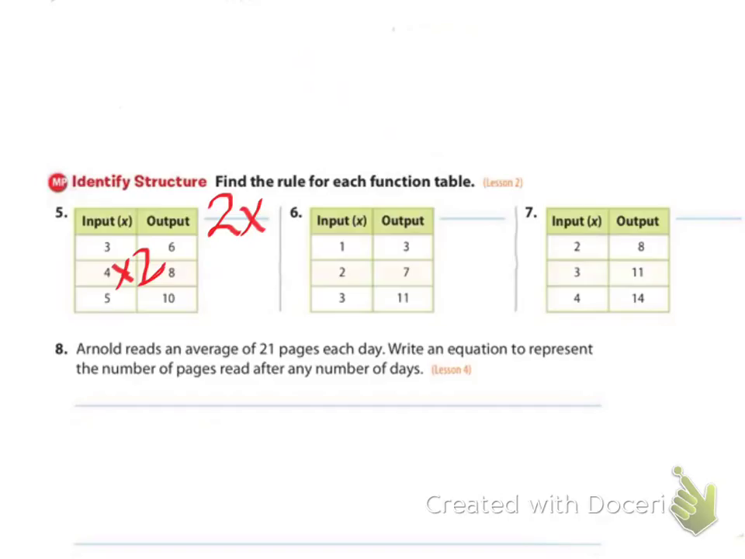So my rule must be, it's hard to fit that in that little spot here, but we're talking about multiply the input by 4 and then subtract 1, and that will give you the function rule for number 6. Okay, for number 7, again, this one is a little more complicated. It's also going to be a 2-step.